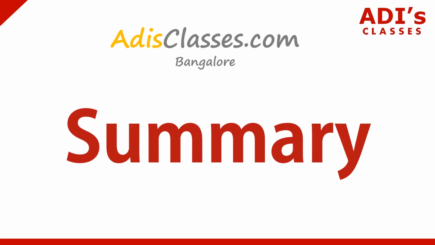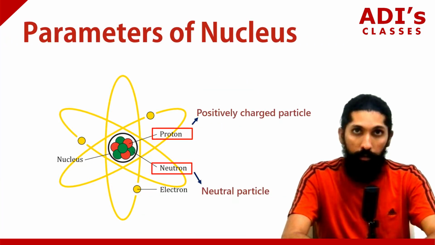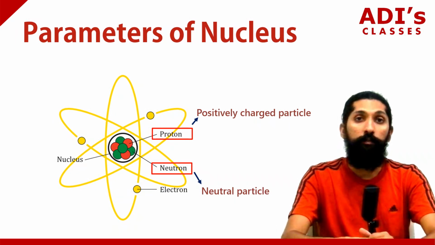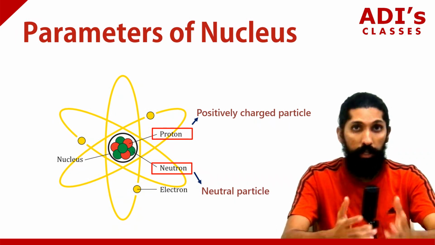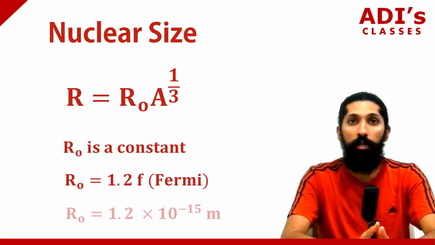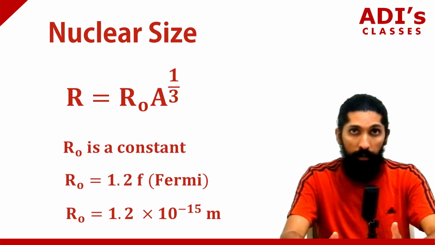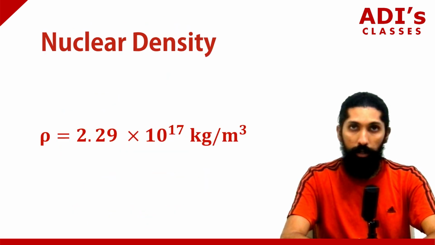To sum up this particular chapter, we started off by understanding what a nucleus is and what is there in the nucleus, correct? Protons and neutrons are there in the nucleus. After that, we discussed a couple of parameters of the nucleus, like the nuclear size, R is equal to R naught A power 1 by 3. And we discussed the density, which is around 10 to the power of 17 kg per meter cube, correct?